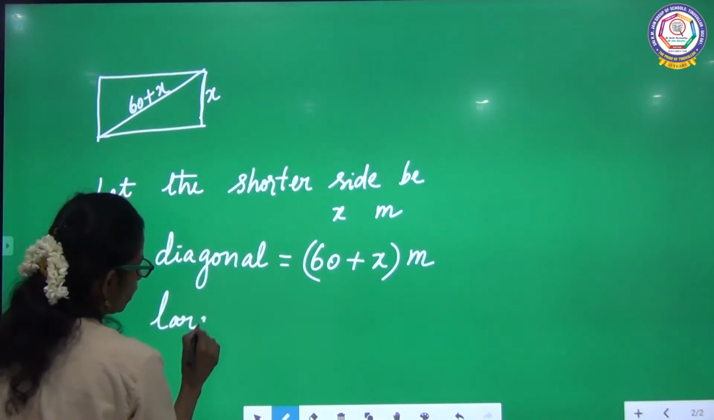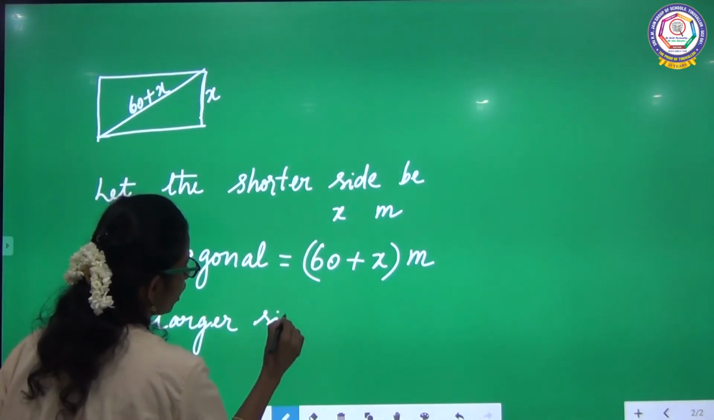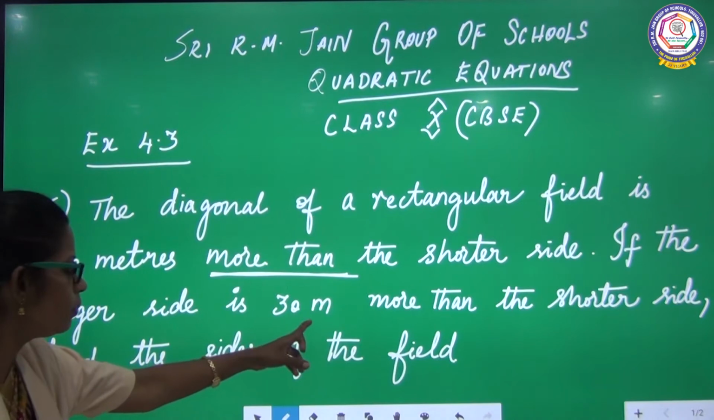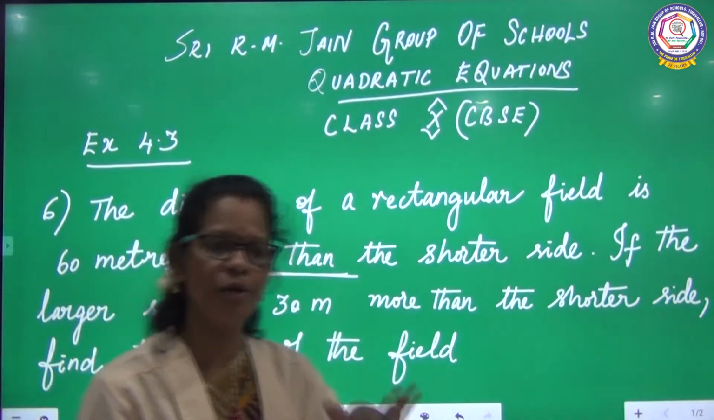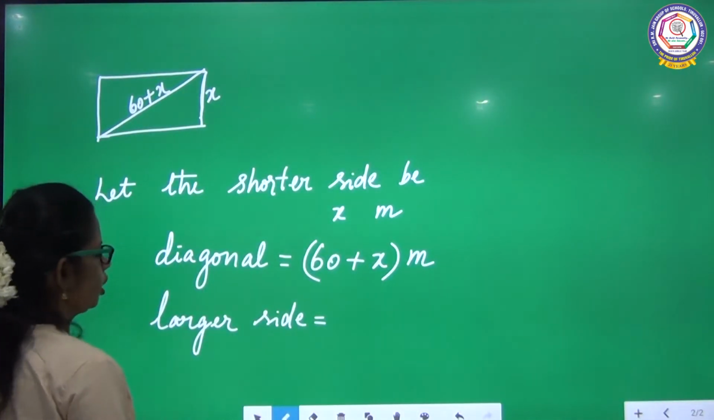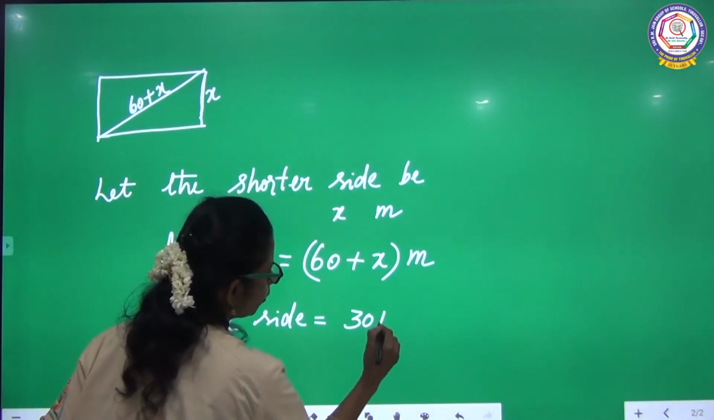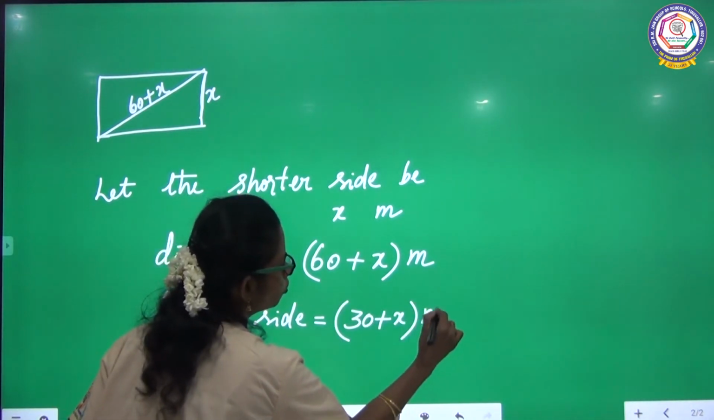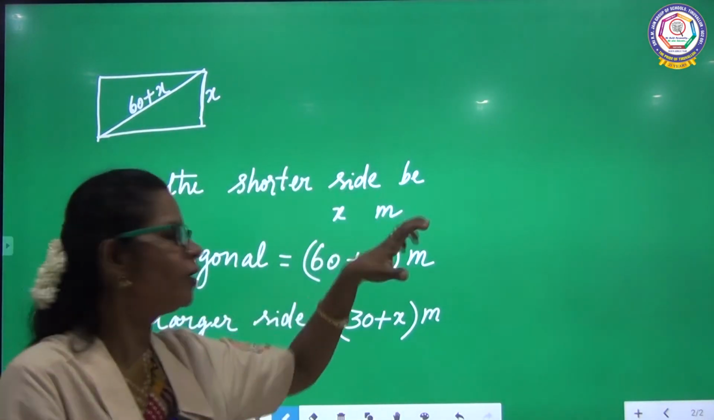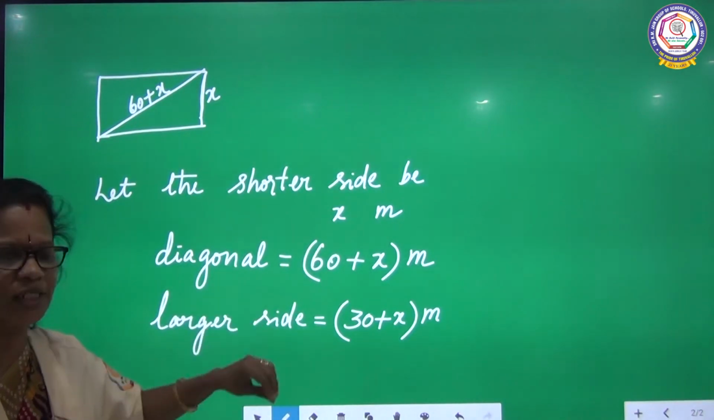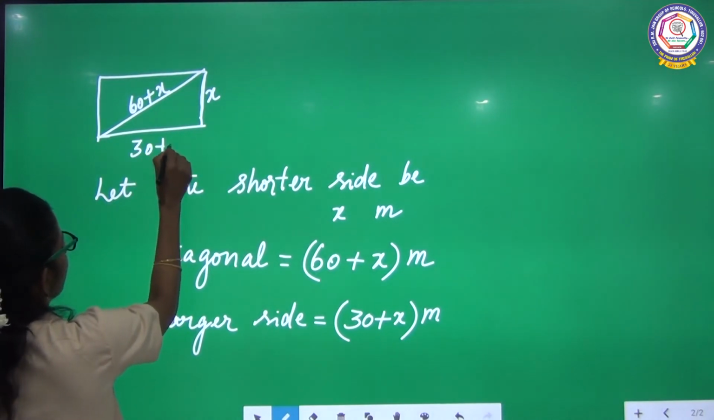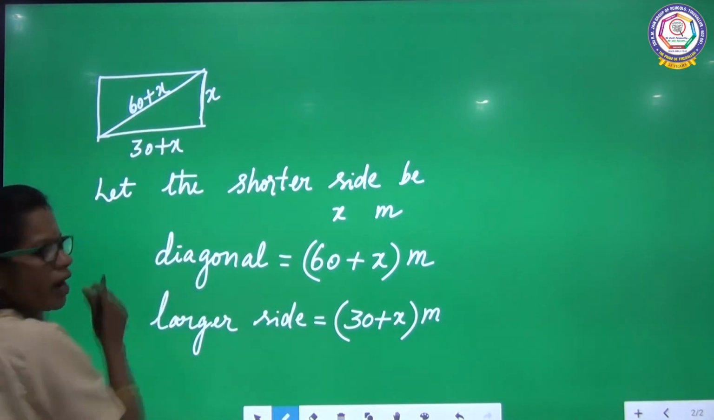Now the larger side. What is given? The larger side is 30 meter more than. Here also they represented more than, and more than means addition. Larger side equal to 30 plus x meter. The whole statement, you convert into the simplest format. See here, the rectangle: this is 30 plus x. What comes to your mind?